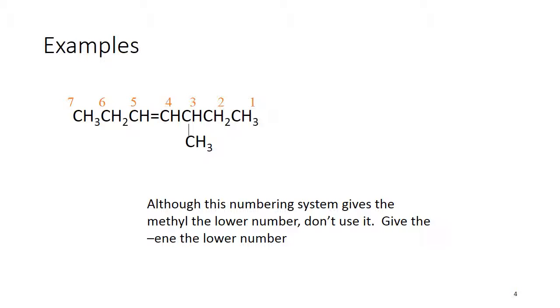Okay, let's look at this example. We find the longest chain with a double bond. That's hept, 7 carbons. Now, there are 2 ways to number. We can number 1, 2, 3, 4, 5, 6, 7, or we can do 1, 2, 3, 4. This numbering system shown would give the lower number to the methyl group, but we always choose to give the lower number to the ene. So we're going to have to number from this end.